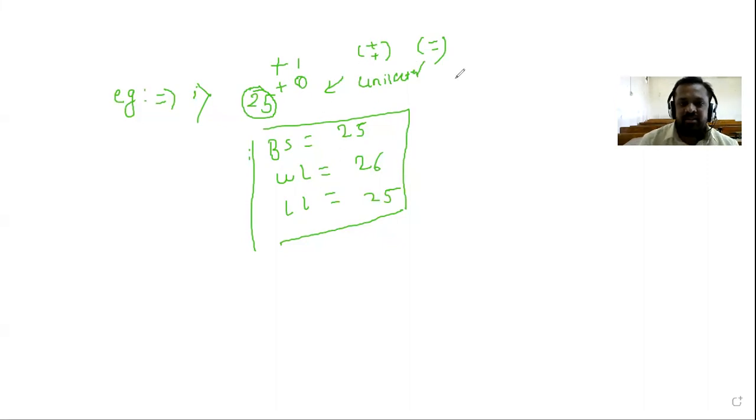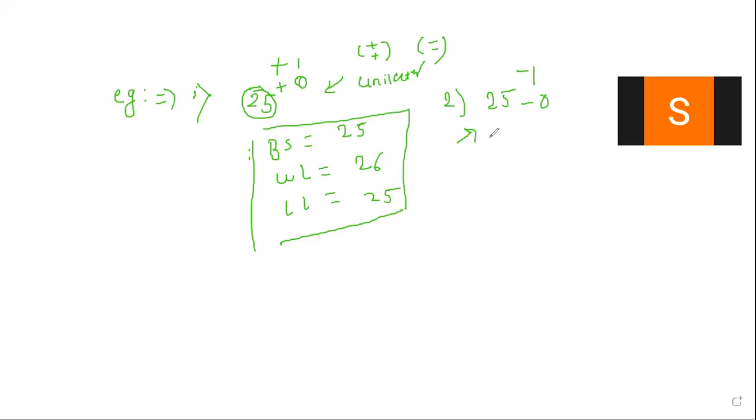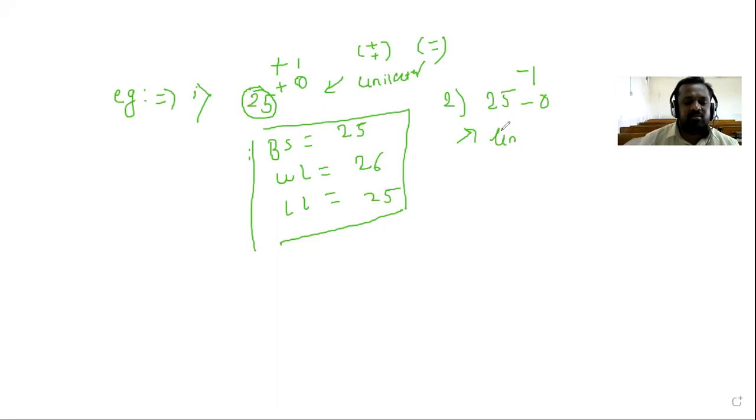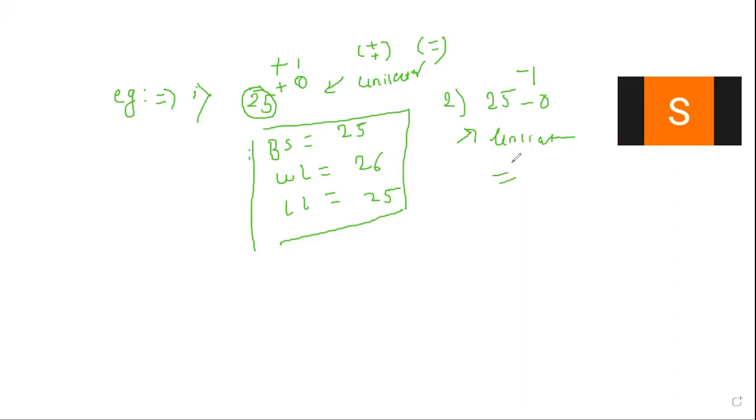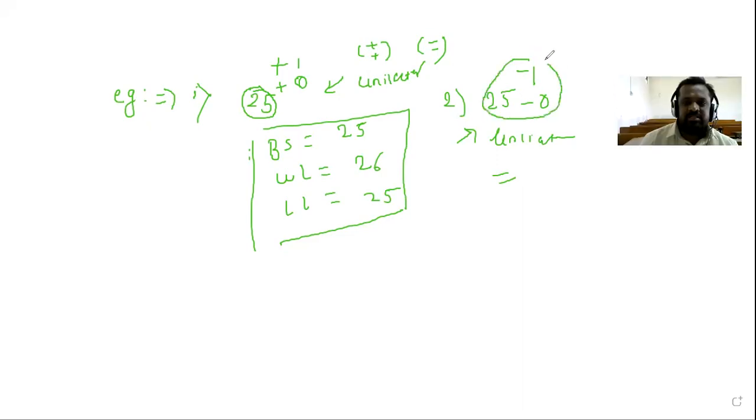For example, the next example is 25 minus 1 minus 2. Whether it is unilateral or bilateral? Unilateral. Why is it unilateral? Because it is on the negative side only. We are showing the tolerance on the negative side only, and in the previous one we showed the tolerance on the positive side only.